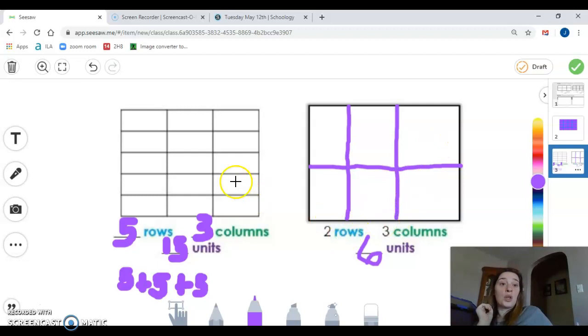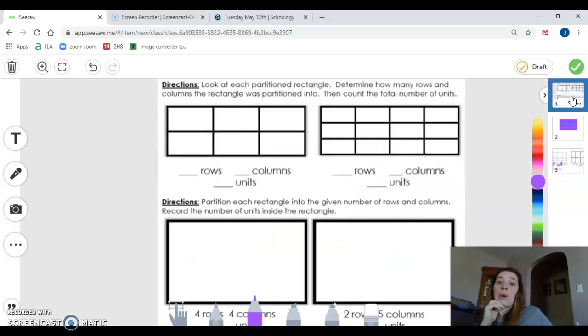So for your worksheet for today, the top part is you're going to look at each partitioned rectangle. You have to determine how many rows and columns there are, then count the total number of units. So how many rows, how many columns, how many units? Just like I did on that first one. Same thing here, how many rows, how many columns, and how many units.